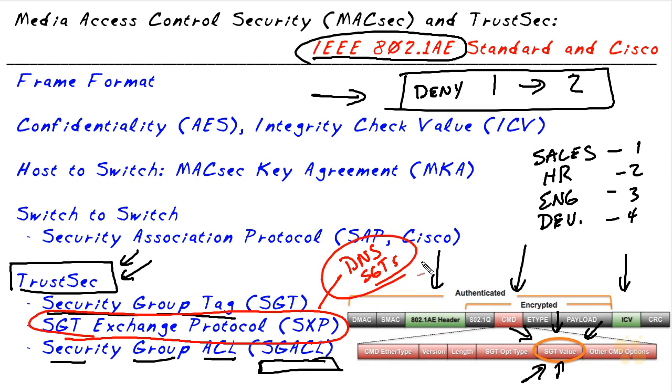I mean, let's think about it. How do we use DNS today? Well, we try to go to google.com. That gets resolved to an IP address. Now we know that IP address and we can act on it.